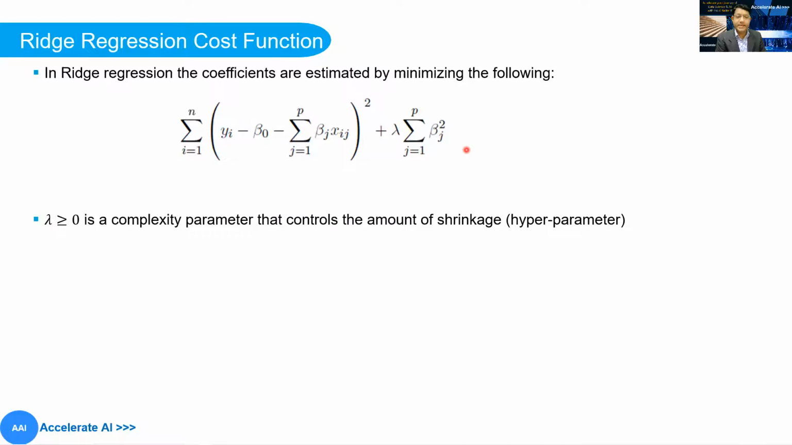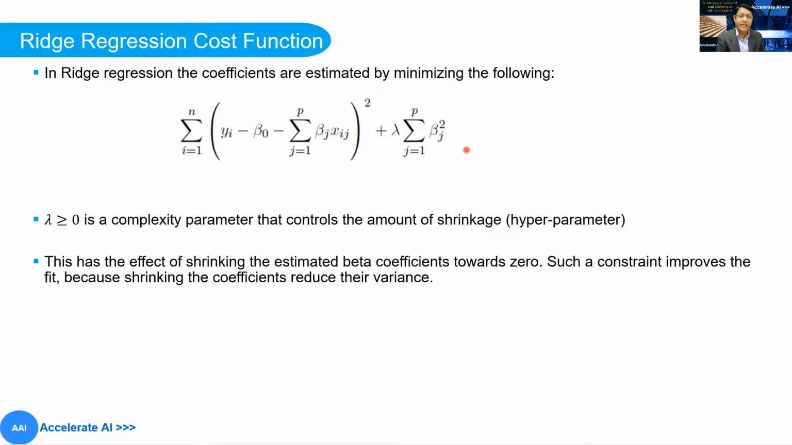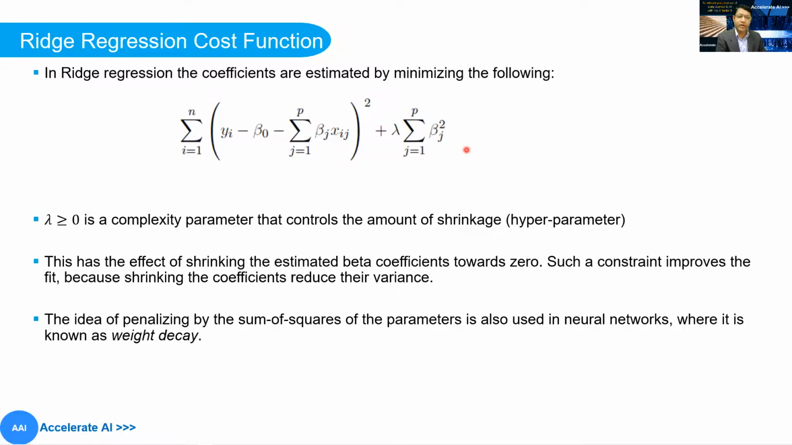Now lambda is a complexity parameter and it controls the amount of shrinkage. This is a hyperparameter for our model. Adding this particular term into our cost function has the effect of shrinking the estimated beta coefficients towards zero. Such a constraint will improve our fit because shrinking these coefficients reduces their overall variance. We use similar kinds of techniques in other places as well. For example, in neural networks, we also penalize the overall cost function by adding the sum of squares of parameters there, which is known as weight decay.